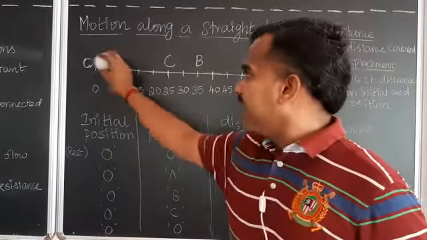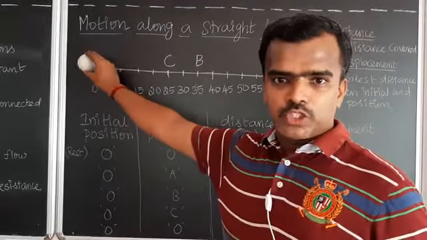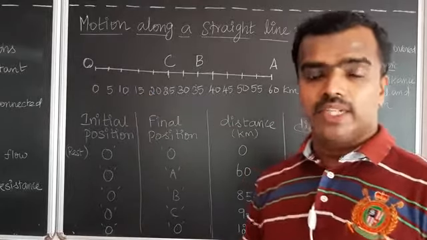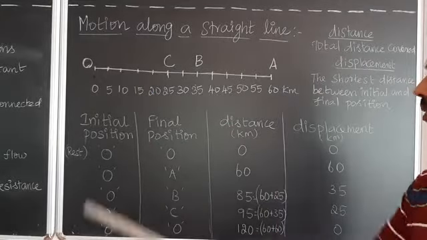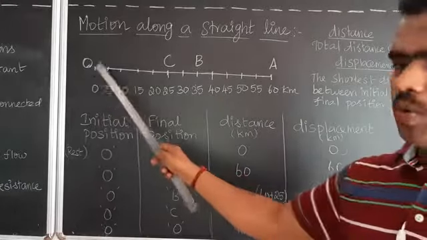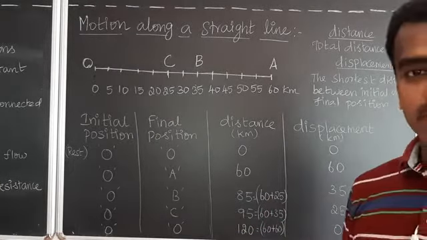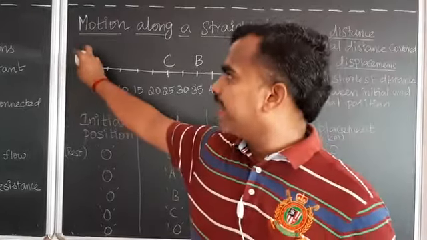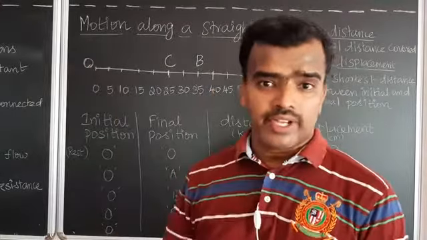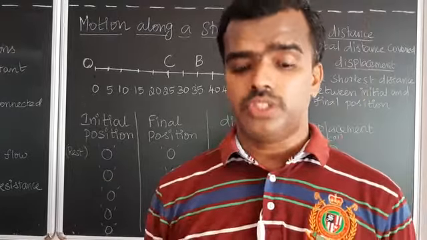And again from C the ball returns back to O. At that time the distance covered is 120 kilometer, because 60 plus 60 is 120, and the displacement becomes 0, because the initial position and final position are the same. If you take the difference, it becomes 0.